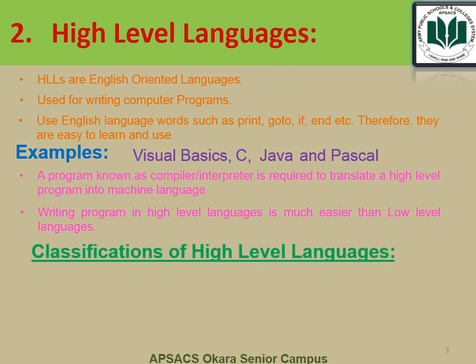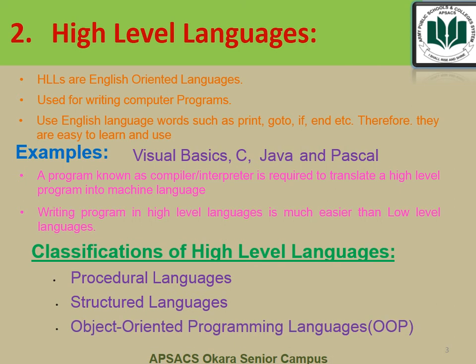Classification of high level language. The high level languages are divided into three categories. Number one, procedural language. Number two, structured language. Number three, object oriented programming languages. We will discuss each of them.